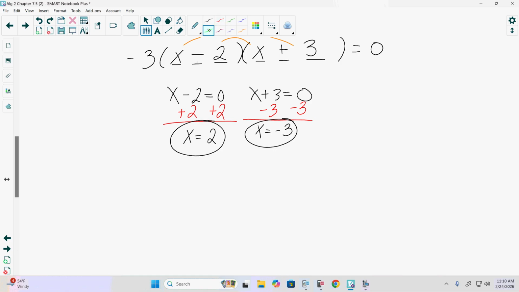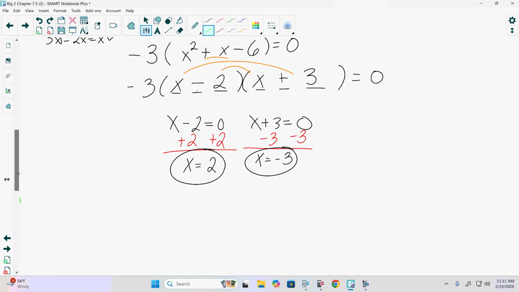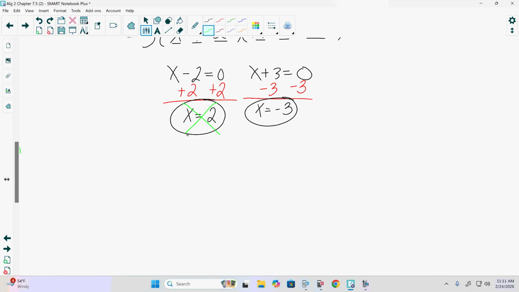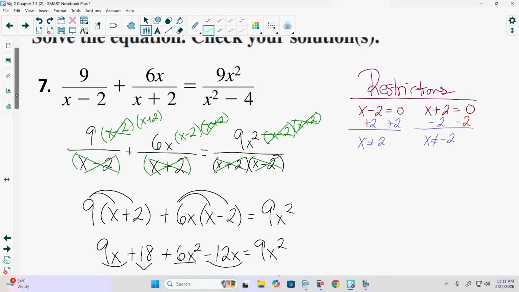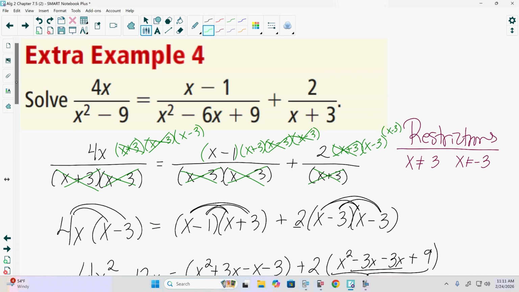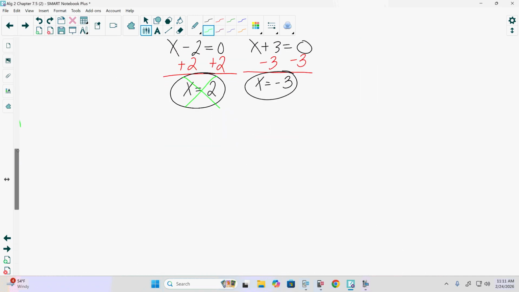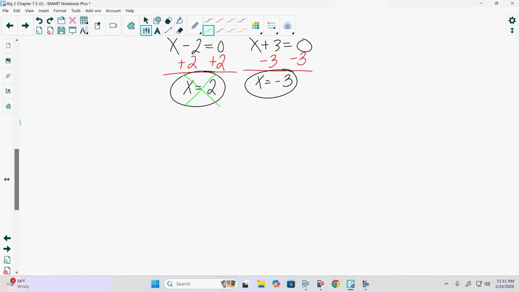Which one are we going to cross out? I'm trying to remember what our restrictions were. 2 and negative 2. So the negative 3 works because it wasn't one of our listed restrictions. No. The previous two problems, the restrictions were 3 and -3. This one it switched over to 2. Like we were saying earlier, if -3 had also been a restriction, it's just no solution.